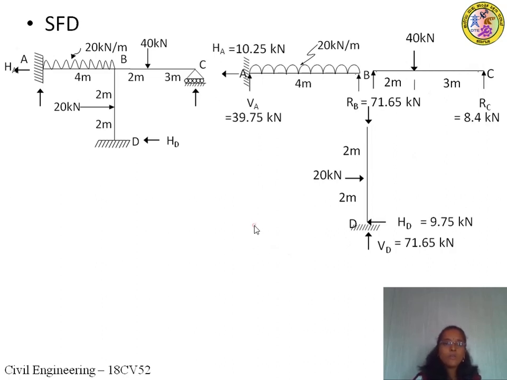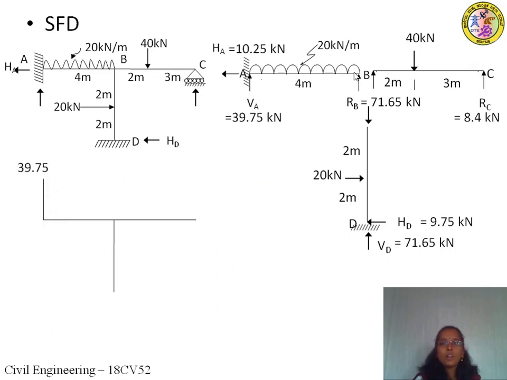So to draw the shear force diagram, consider the base structure without the supports as well as the applied loading. So similar to the beam, we will draw the shear force diagram for the beam member. Okay, so shear force to the left of A is 0, shear force to the right of A, we have an upward force of 39.75, therefore draw it in the upward direction for 39.75.